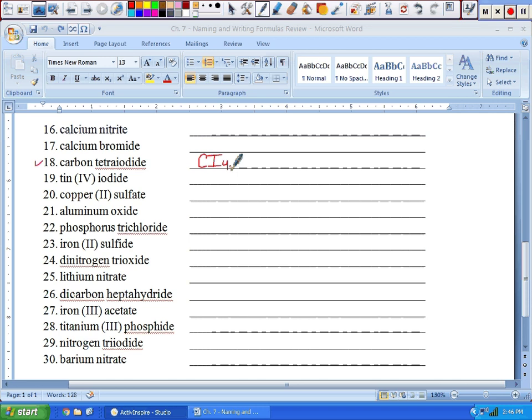Let's go down and find another one. Number 22, phosphorus trichloride. So what's that? PCl3. Don't miss it. You've already got 2 right. Start off on PCl3. Start off on a good note. Number 24, dinitrogen trioxide. So what's that?